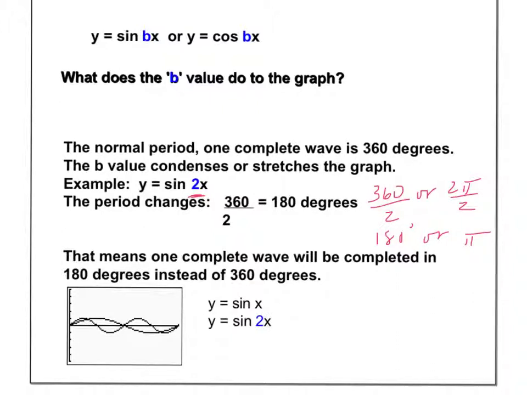So what that tells us is we get one curve from 0 to pi, and then we would get a second curve from pi to 2 pi. That is called the period. Use the b value to find the period.